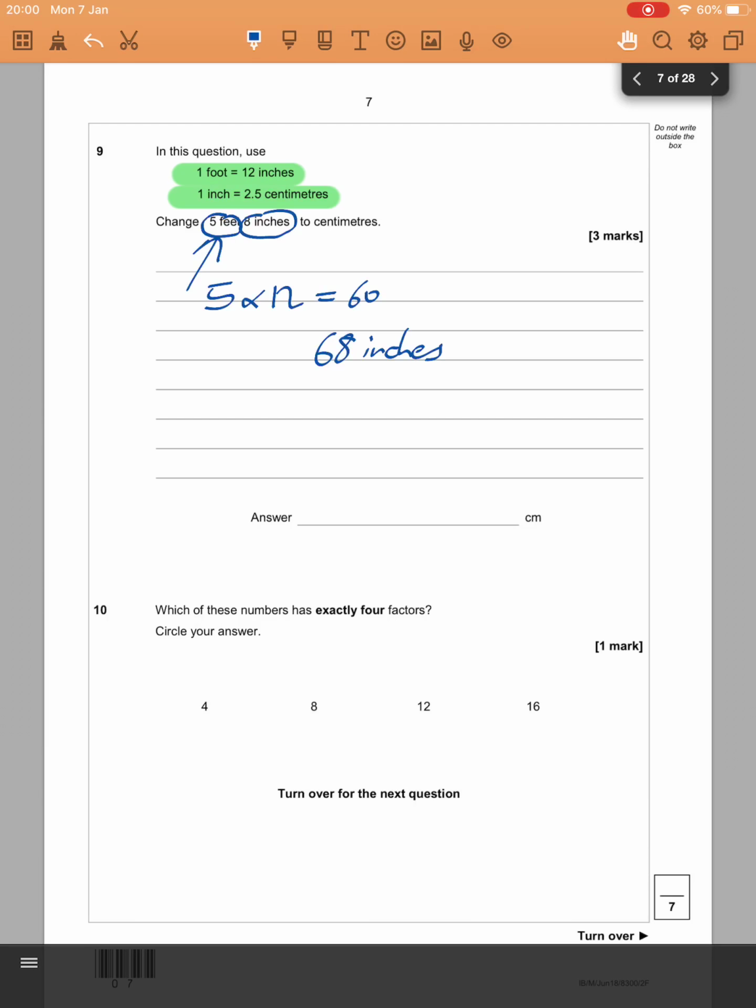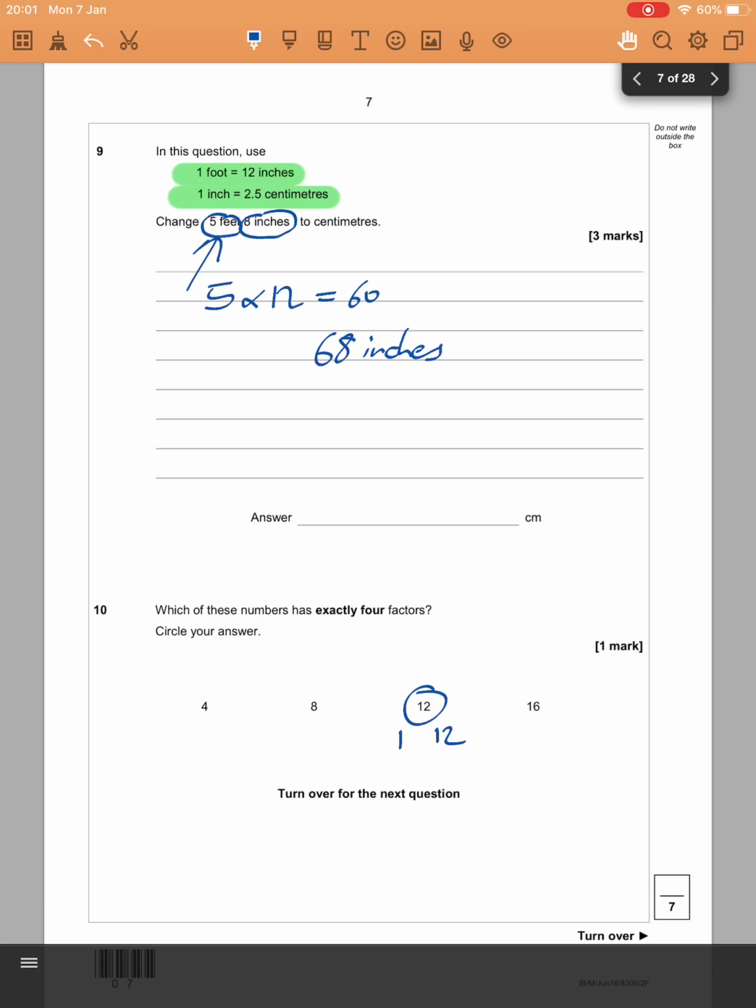Which of these numbers has exactly 4 factors? Circle your answer. Well, we need to find the factors of each of these numbers. So I'll give you an example. I will find the factors of 12. So the question you ask yourself is, does 1 go into 12? Well, yes, it does. And how many times does 1 fit into 12? 12 times. There's a pair of factors that make 12.